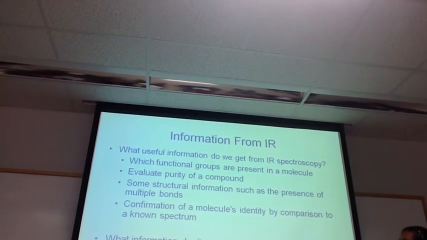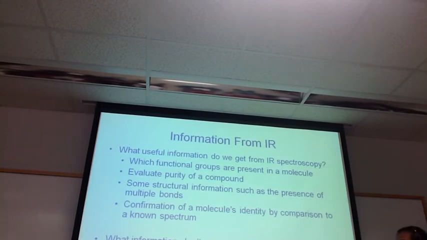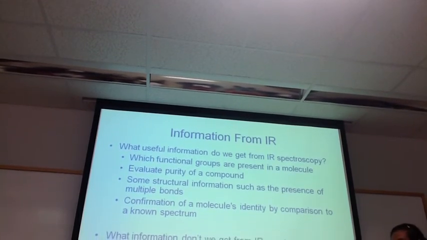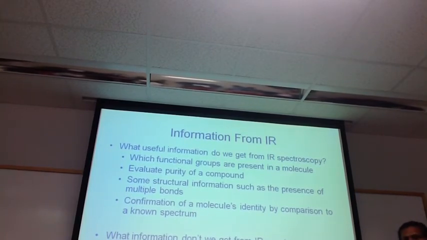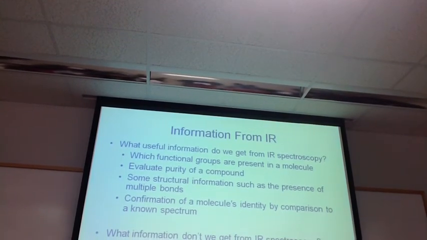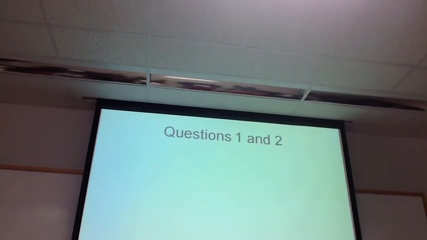The one thing it can't do is tell you the order of functional groups. So if I have a C double bond peak in my IR, I don't know if it's at the end, in the middle, or where in my molecule. It'll just tell me that I have that. So it's useful, but it doesn't give you the full picture. With that said, let's go on to questions 1 and 2 of your worksheet.